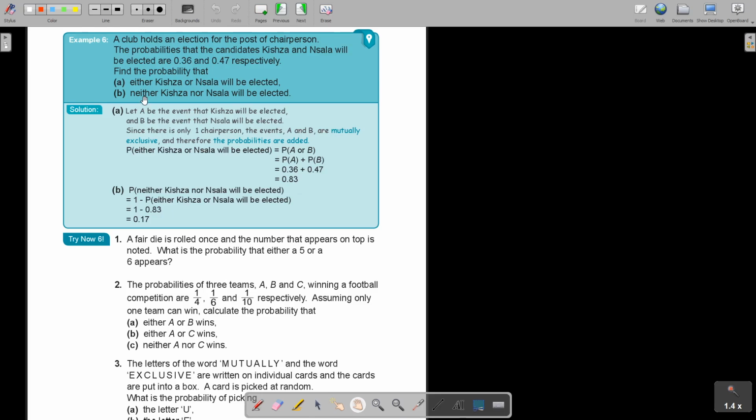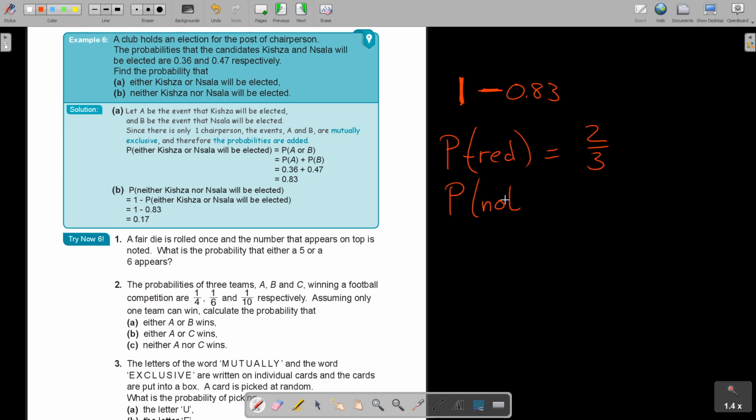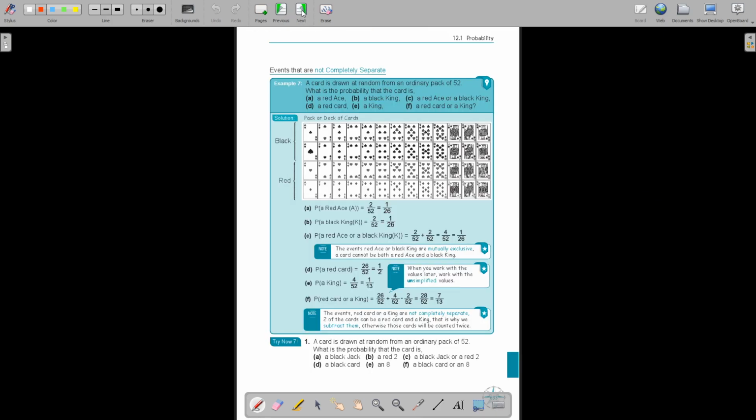Do you see the word neither? And don't forget that a certainty is 1. And then you will just subtract that 0.83. And I like using this example. Say the probability of red is 2/3, and I ask you, what is the probability of not red? Then it will be the certainty minus 2/3, which is 3/3 minus 2/3, and that will just be 1/3. So remember, don't just take 1 and subtract that.